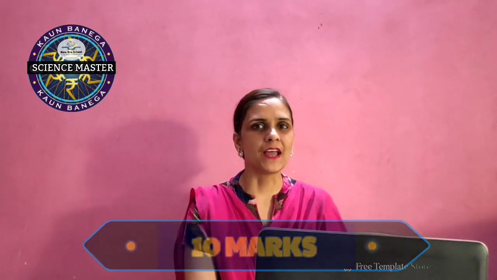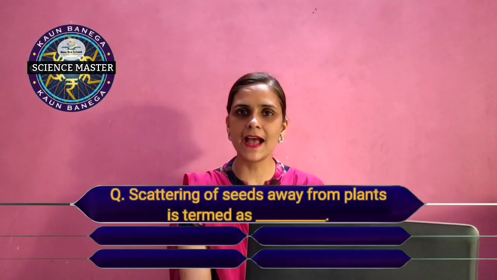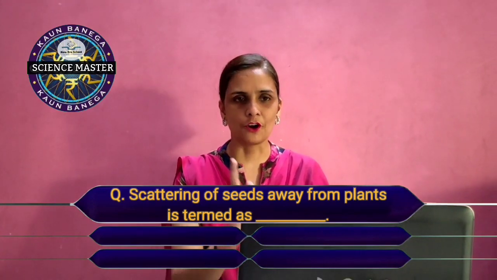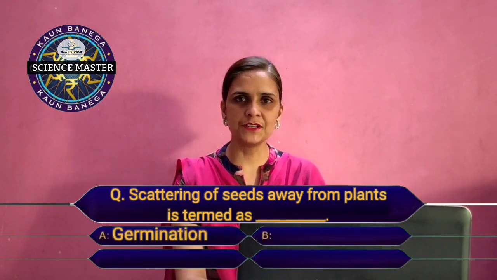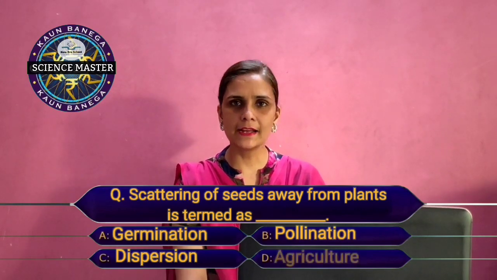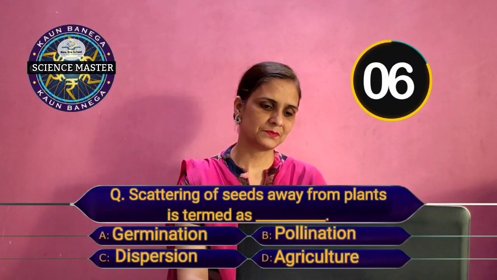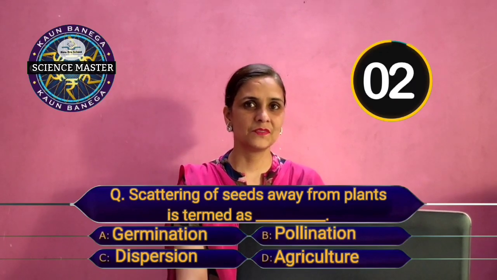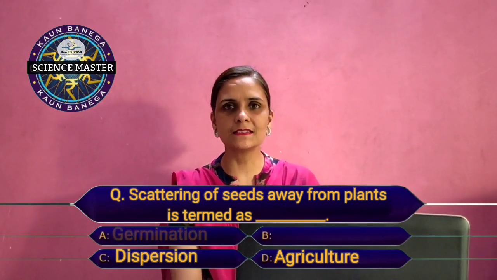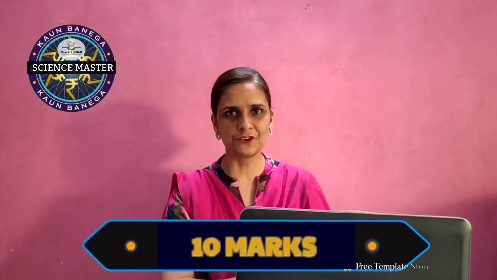Now, let us move on to question number 4. Scattering of seeds away from the plant is termed as dash. Your options are A. Germination, B. Pollination, C. Dispersion, or D. Agriculture. Time has already started. Hurry up. Time up. My correct answer is option C, dispersion. If it is the same as you have written, add 10 points in your scoreboard.